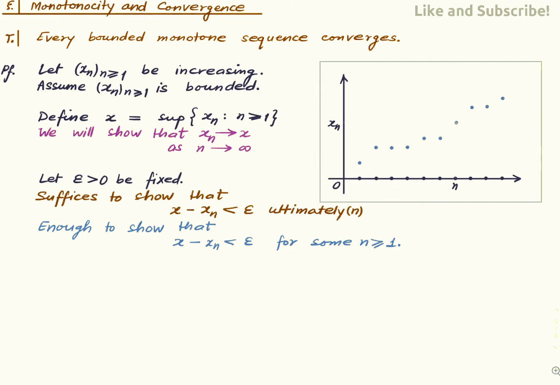Okay. And to now finish the proof, assume on the contrary that the blue thing does not hold. That x minus xn is at least epsilon for all n.